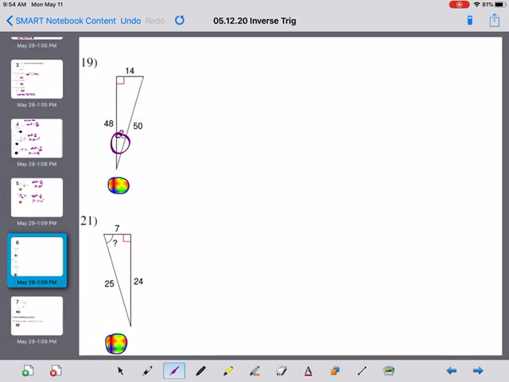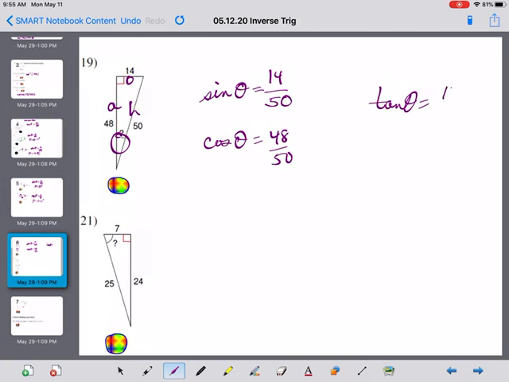Okay, so with respect to the angle, adjacent leg, opposite leg, hypotenuse. Again, how do you know it's hypotenuse? Because it's the longest side. You could pick any of the trig ratios, doesn't matter. I'll pick sine, opposite over hypotenuse. If you picked cosine, it would be 48 over 50. If you pick tan, it would be 14 over 48. But you'll get the same answer no matter what you pick. And that is 16.26 degrees.